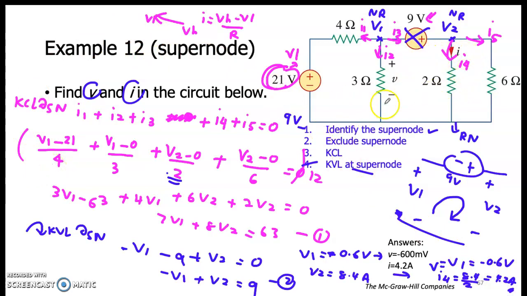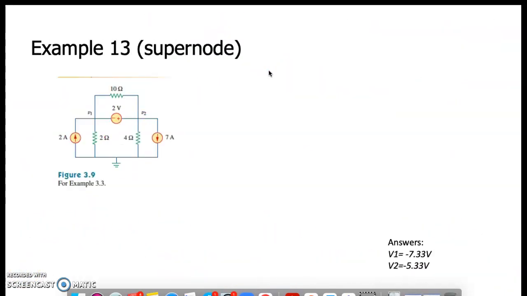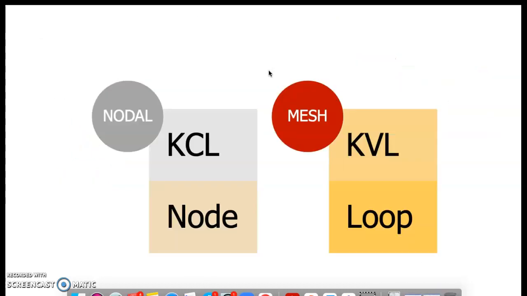So remember, you need to exclude. While you exclude, you continue the current law to I4 and I5, and then you move forward to the KVL. Okay, so for the next example, we will discuss in the class, inshallah. Okay, see you in the class. Assalamualaikum. Okay, before I finish, for this third example we will discuss in the class.